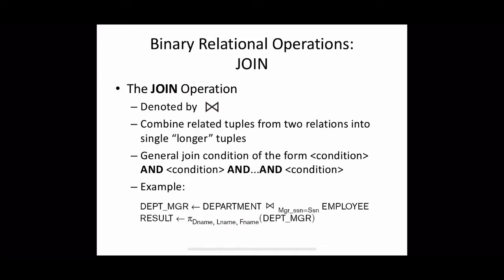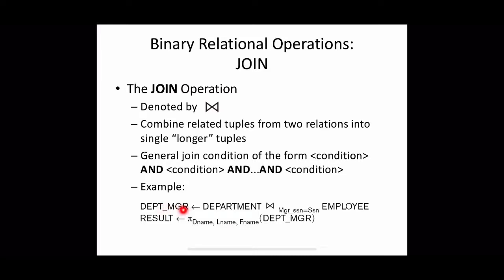We have to combine the employee relation and department relation to see that some particular employees are managers of some particular department. So to get the manager's name, we need to combine each department tuple with the employee tuple whose SSN value matches the manager SSN value in the department tuple. So we can see how this can be performed.